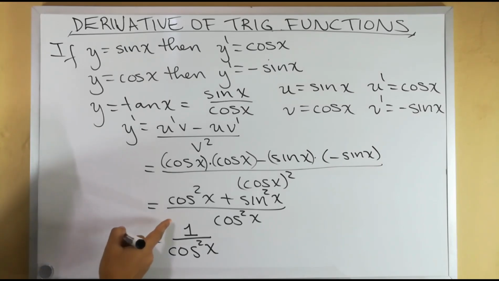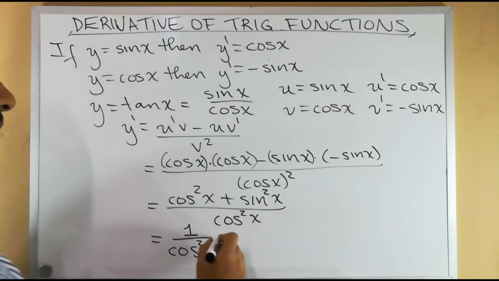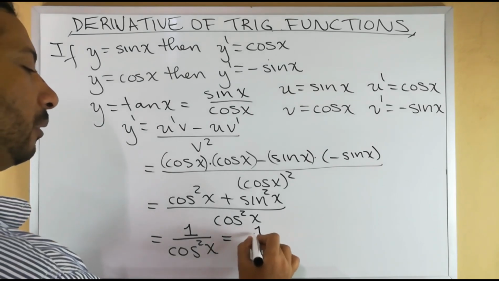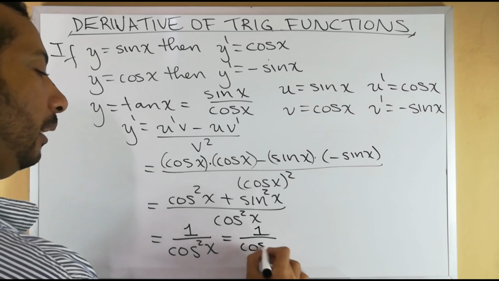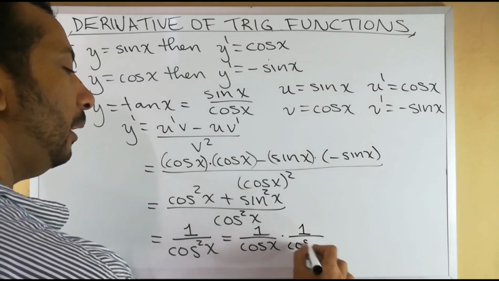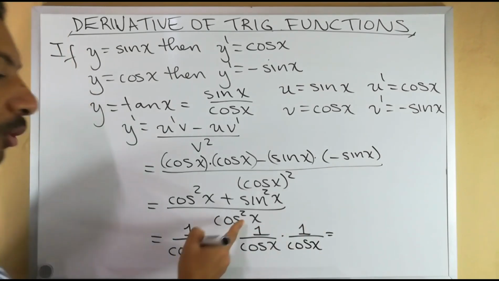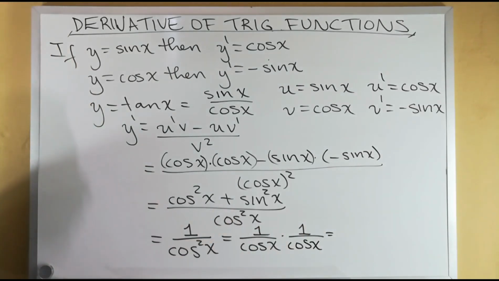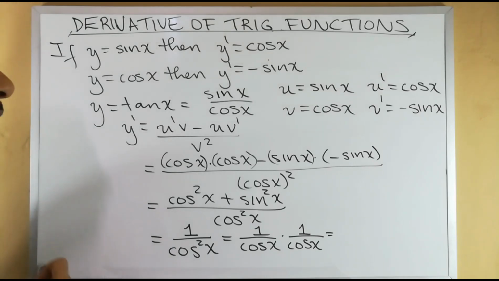Here, what is 1 over cosine squared x? We can break that up as 1 over cosine x times 1 over cosine x. What do we call 1 over cosine x? Which reciprocal trig function is that? Well, that is the secant function.